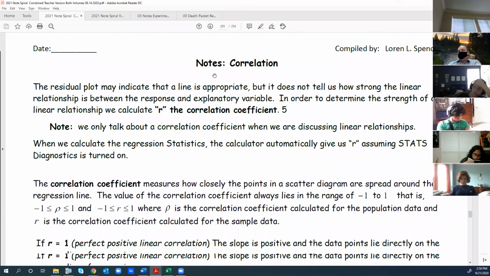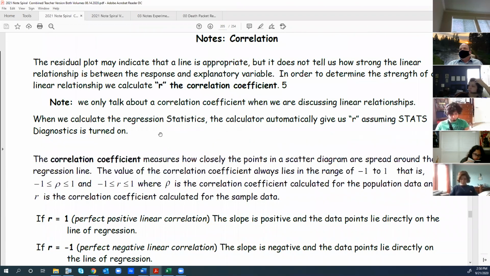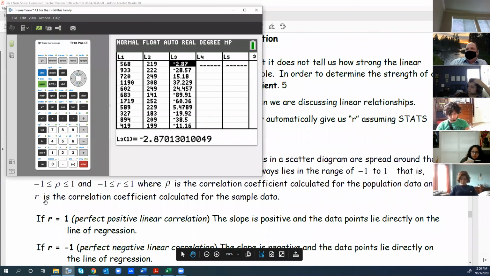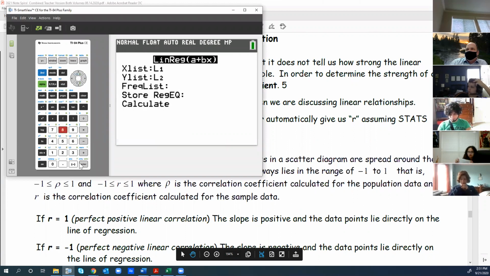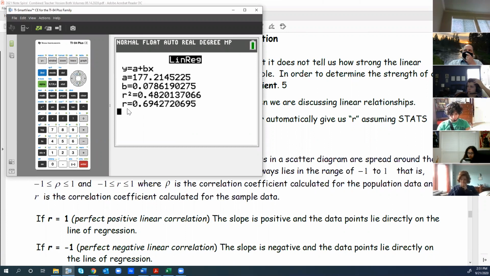Then we need to talk about correlation. All right, so we've already actually calculated the correlation. When we went and did stat calc number 8, and we had L1, L2, and the alpha trace, we got an R. That R value is my correlation, and it tells me how strong of a linear relationship I have. And we have an R of 0.69.